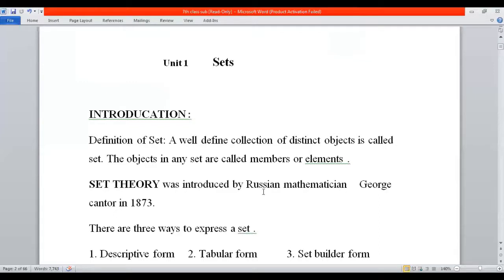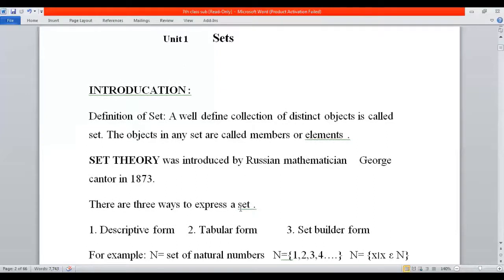Set theory was introduced by a Russian mathematician, George Cantor, in 1873. So students, you should memorize the name of the mathematician and also the year in which he gave this idea. It will sometimes come in MCQs like this, that who gave the idea of sets. So you should know the name of the mathematician, so you can easily solve that MCQ. And also sometimes it will come like this, that in which year the set theory was introduced.